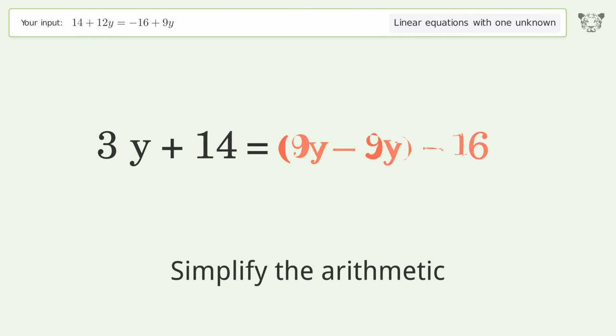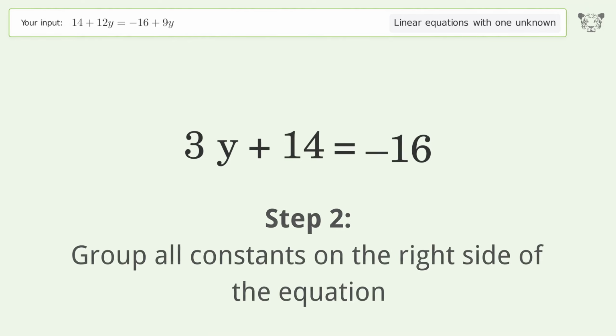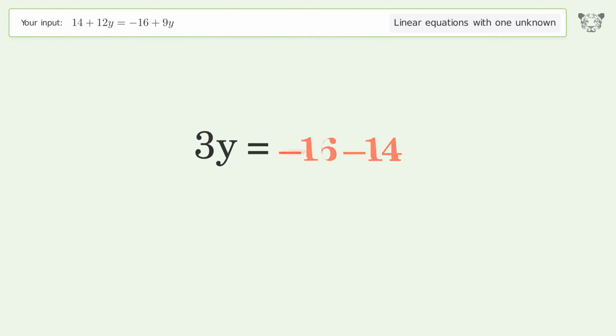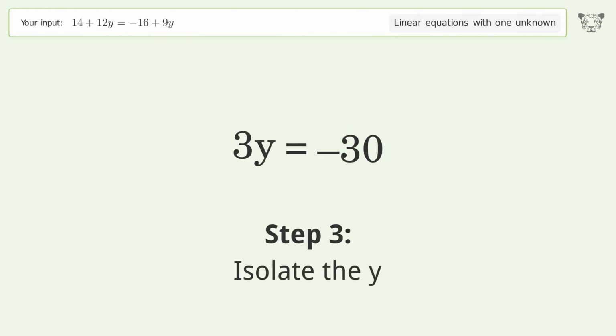Group all constants on the right side of the equation. Subtract 14 from both sides. Simplify the arithmetic. Isolate the y. Divide both sides by 3.